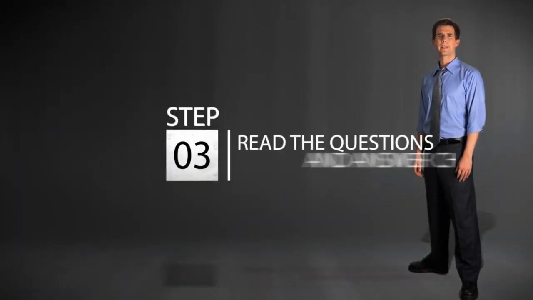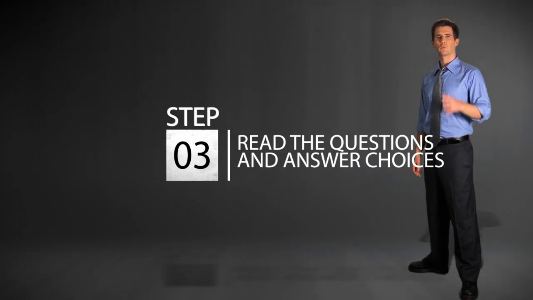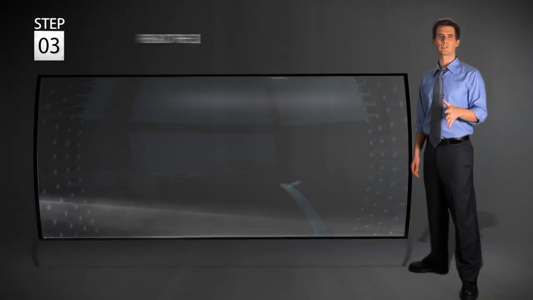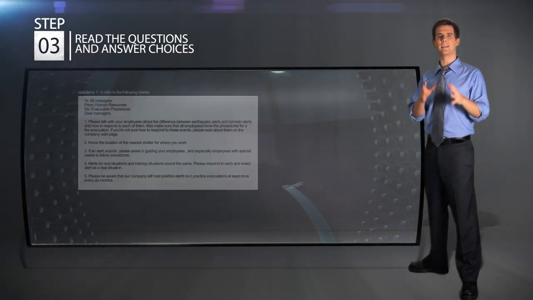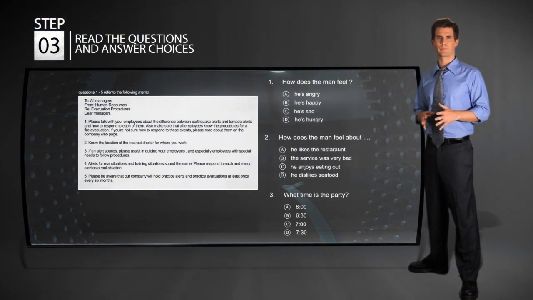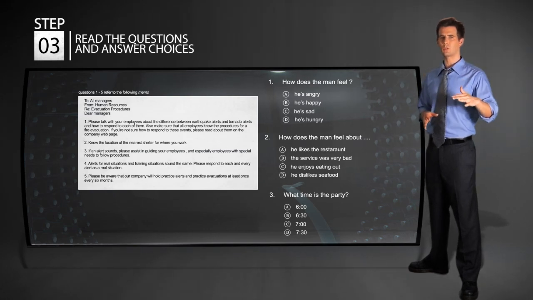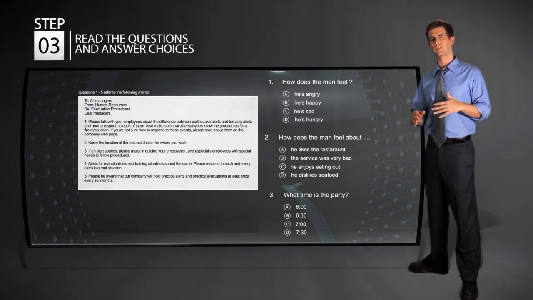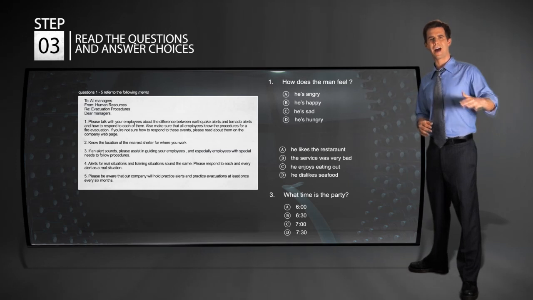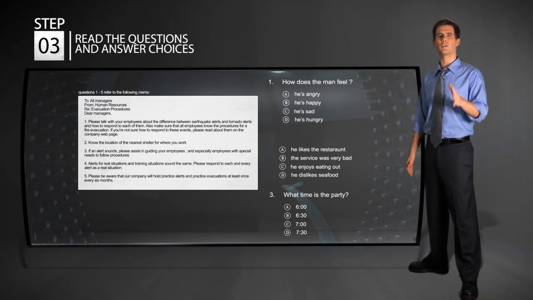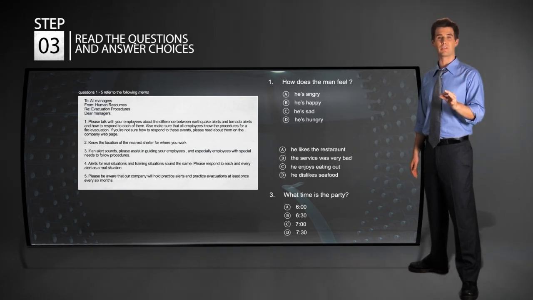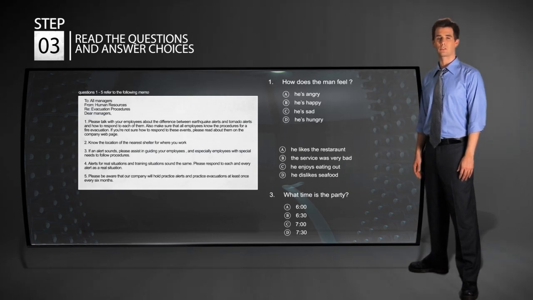Read the questions and answer choices. The reason that we want to read the questions and the answer choices is very simple. We want to identify the different questions. Is this question a detailed question? Is this question a general question? A not question? A vocabulary question? Because this is going to help us, and this is going to save us a lot of time. So this step is very simple. Read the questions and the answer choices.